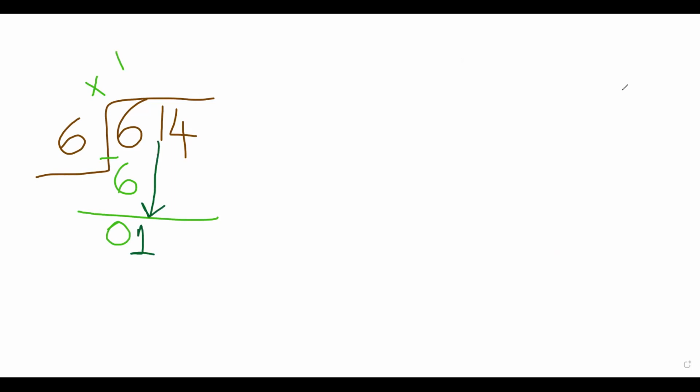Then 1 over 6. Now, what is the number that I multiply by 6 to get 1 or close to 1? No, nothing. Exactly. Thank you. So I will put 0 now. Then 0 times 6, 0. Then what do I have to do next? I will call the 4 down. Thank you. 14 over 6.